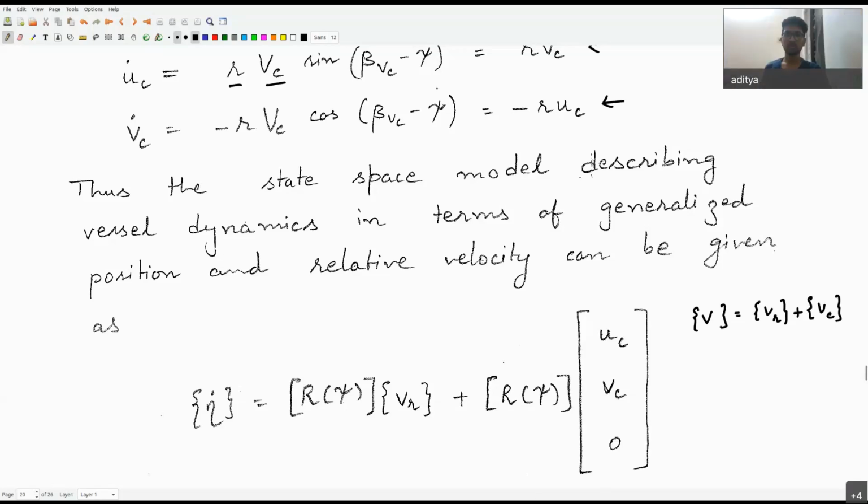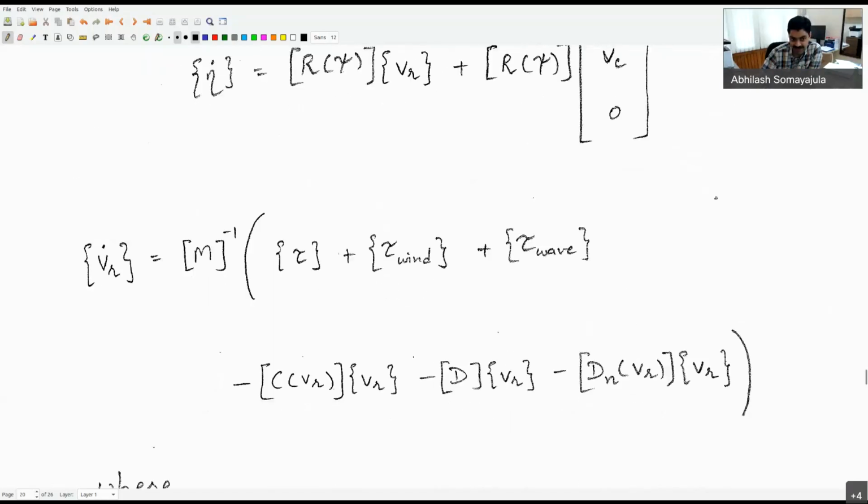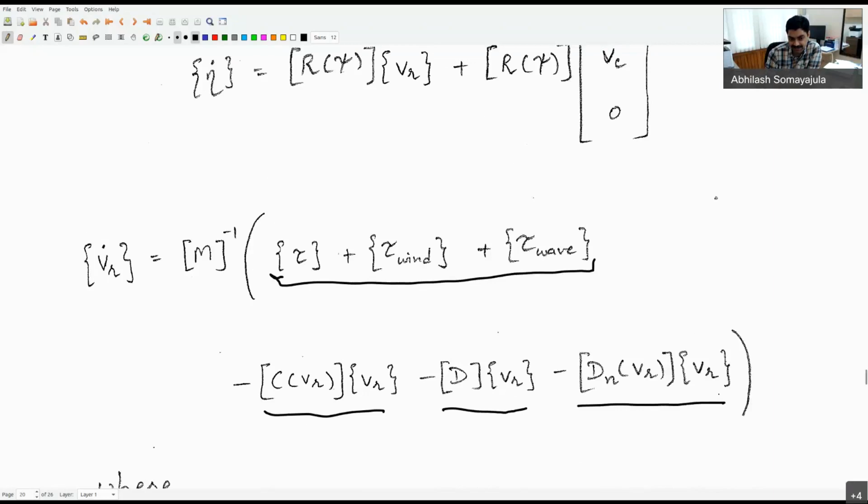Now the next step is to look at the dynamic equations and also express them in terms of VR. So let's see what's happening there. We are simply taking our right hand side, subtracting these terms, Coriolis terms, damping terms, nonlinear damping terms, and then taking the inverse with the mass matrix, we should get VR dot.